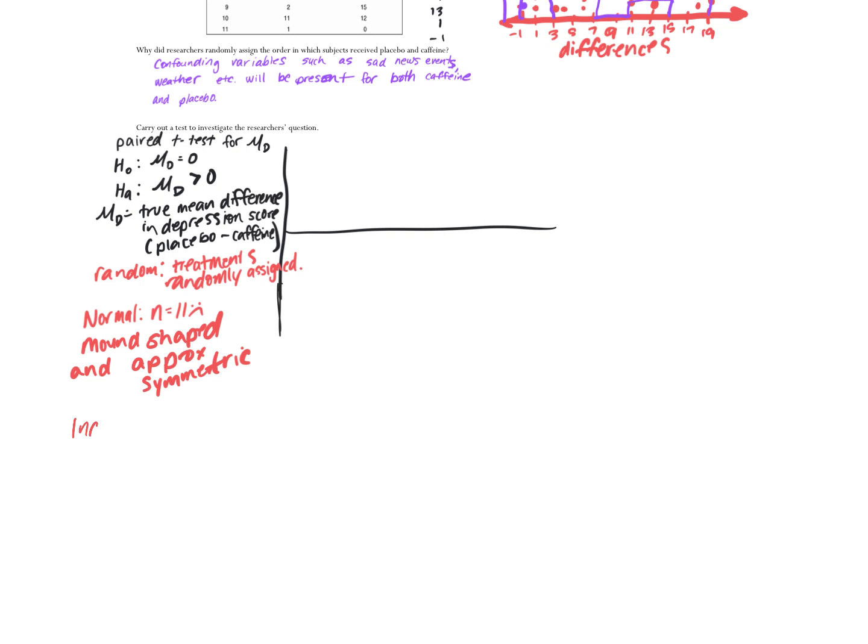Independence. Here's a hint: you should not be using the words 10% for this independence check. The treatments are assigned independently. The individual responses to the treatments are independent. The 10% condition works when we're doing random sampling. That's not what we have here. So anytime you're checking with random assignment, that's when you would use independence of individual responses.